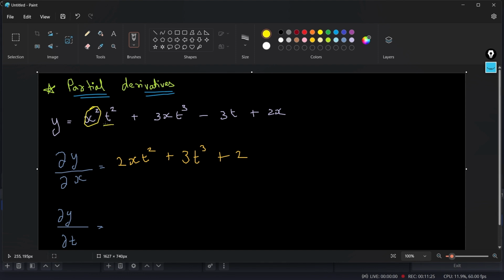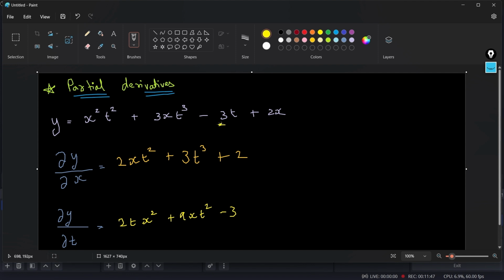So what is the derivative of t square? Instead of x, it is t now, which is an independent variable. So it is going to be 2t to the power of 1. So it's going to be 2t and then x square. Then plus, do the same thing over here. Bring 3 down, it's going to be 9. X will be as it is, and then it will be t square. And over here, it will be just minus 3.